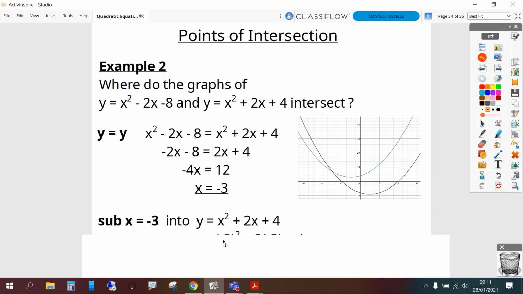Substituting x equals negative 3 into either of the two functions, I've just chosen the one with the positives in it. We get the answer 7, and therefore the point of intersection is negative 3, 7, as we can see on this graph.